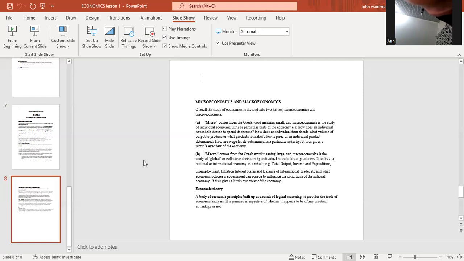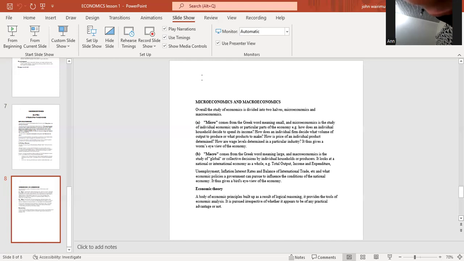So this particular course, economics, is divided into two: microeconomics and macroeconomics. We shall begin with microeconomics and end up with macroeconomics. And this is a course that demands that you be attentive and do a lot of practice. It's a simple and hard course at the same time, depending on how you take it from the word go.